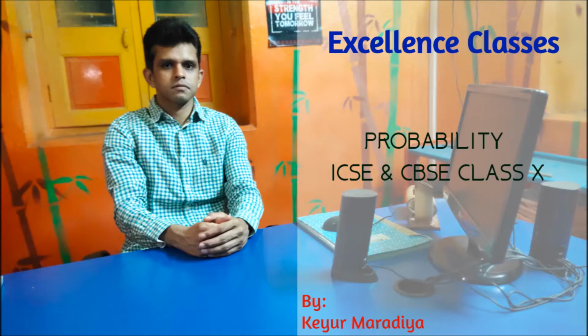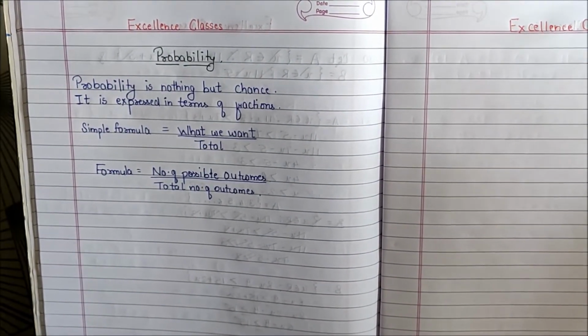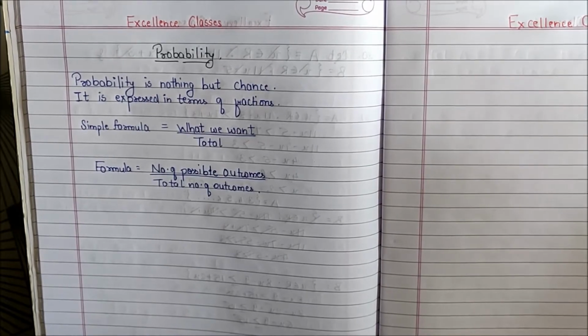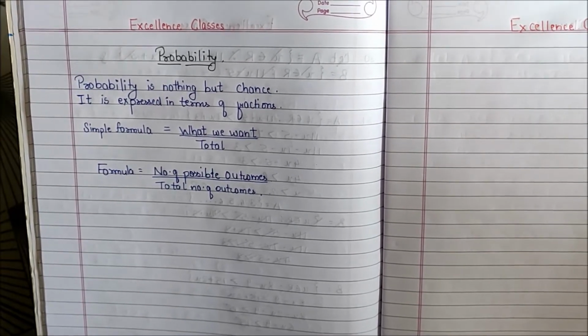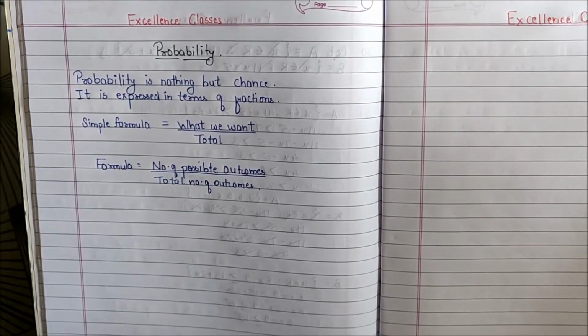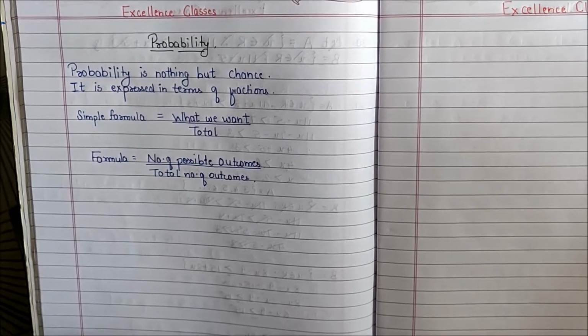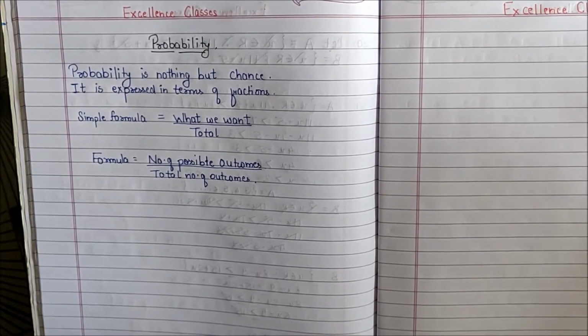Today's topic of discussion is probability, which will be helpful for class 10 students of ICSE and CBSE. What is probability? Probability is basically nothing but a chance. It is expressed in terms of fractions. So always remember that the final answer that you get of a probability sum should always be in terms of fractions.